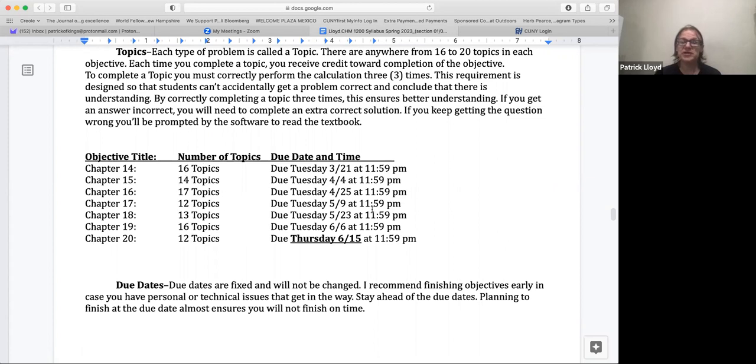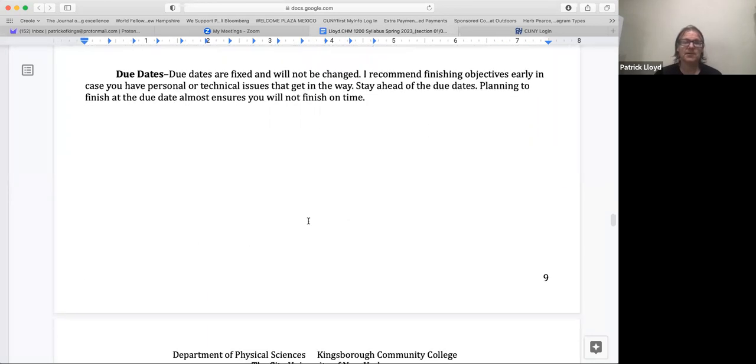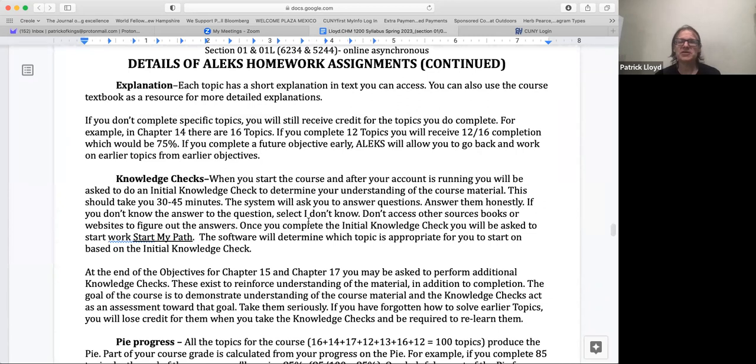And then here are the due dates. Pay attention to the due dates, in particular the last one, which is actually due on a Thursday at the end. Those are fixed due dates. They will not be modified. So make sure you get your homework assignments done by then. Okay, a little bit of an explanation about how ALEX works. There is essentially a type of problem you're going to do, and then there are explanations for how to do it. You can select those explanations. A lot of that discussion is on a separate video about ALEX, which you'll have access to. You can watch that separately.